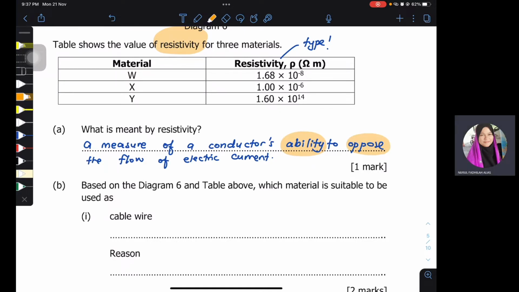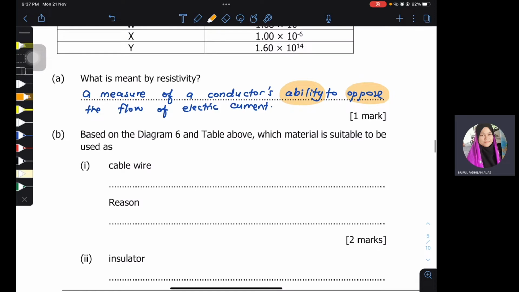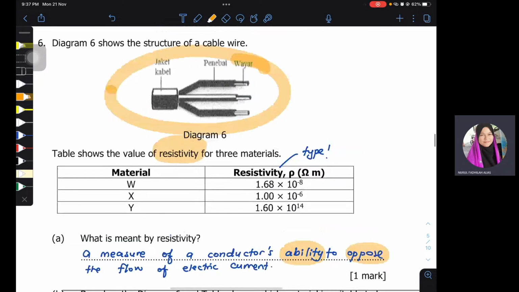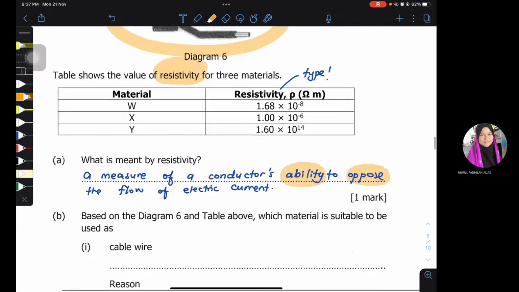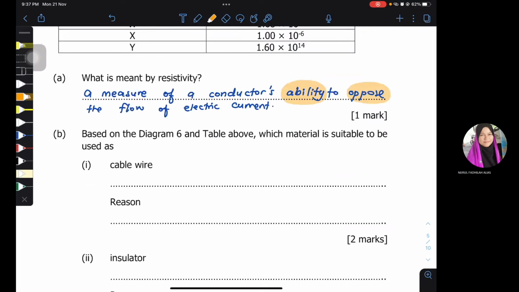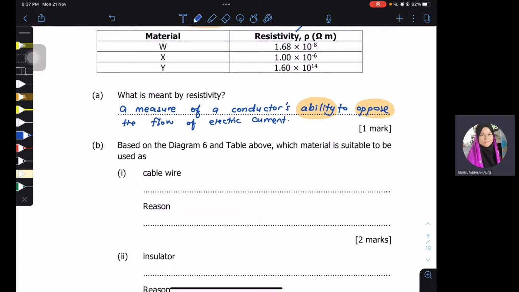Senang lah sebenarnya. Okay, based on diagram 6. Mana diagram 6? Ni. Ni alat kita tu. Which material is suitable to be used as cable wire? Okay, so W, X, Y, kita tengok. We want to be used as cable wire. So cable wire, we want something that has low resistivity or high resistivity.